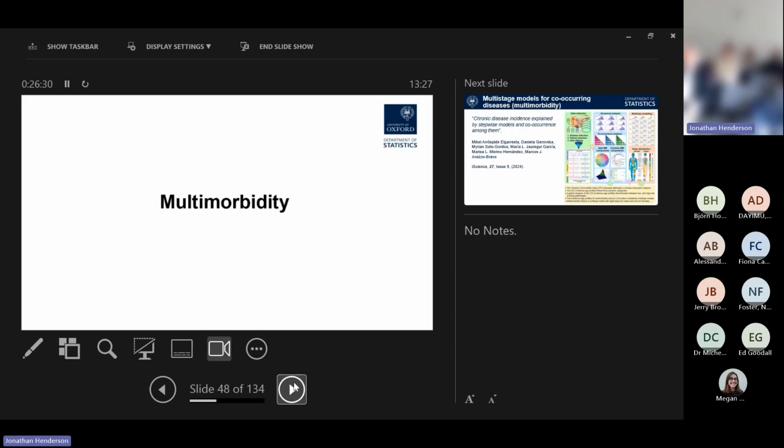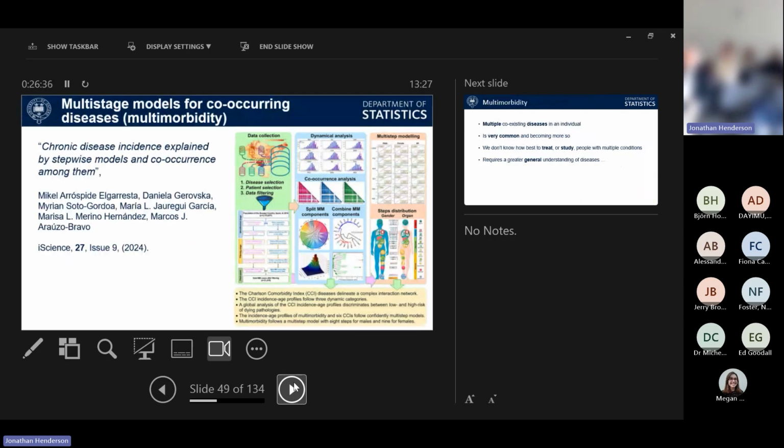Okay, so that brings us on to multimorbidity. There's a recent paper on multimorbidity which was claiming that it could be explained by multistage disease processes of the type I've just described. Now, I think it's likely that some of these processes will be able to be explained by multistage disease process, but probably not all of them. But nonetheless, I'm just bringing it to your attention in case you're interested in this.